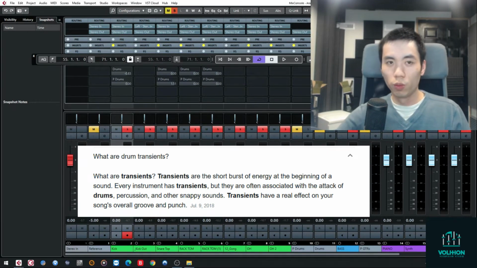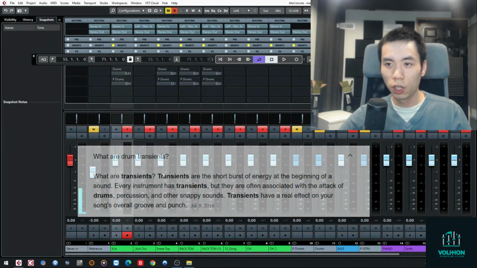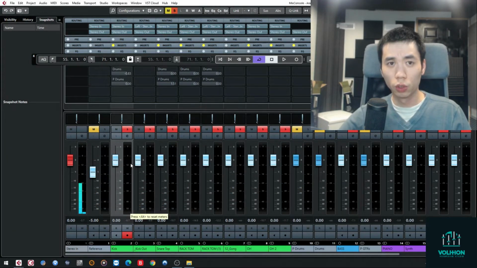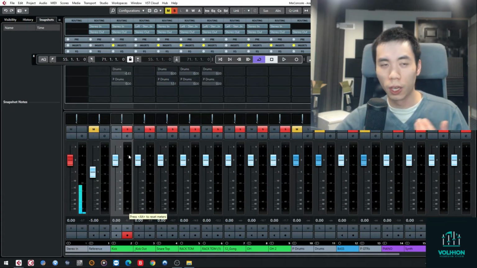All right, so that was just a little quick tip when it comes to gain staging and monitoring. It's totally all right if your kick drum goes over 12 on average. Just make sure it doesn't go over the 6 area, the 6 spot right here, when we gauge the volume.